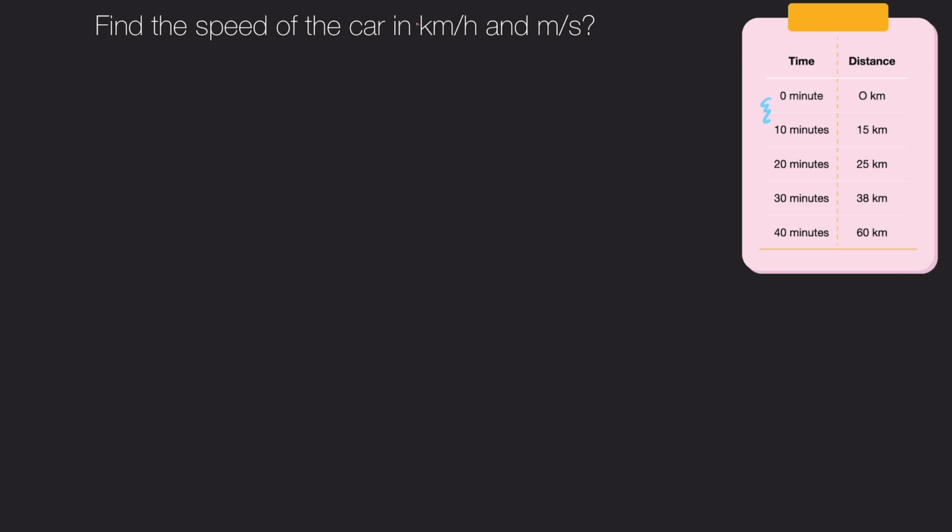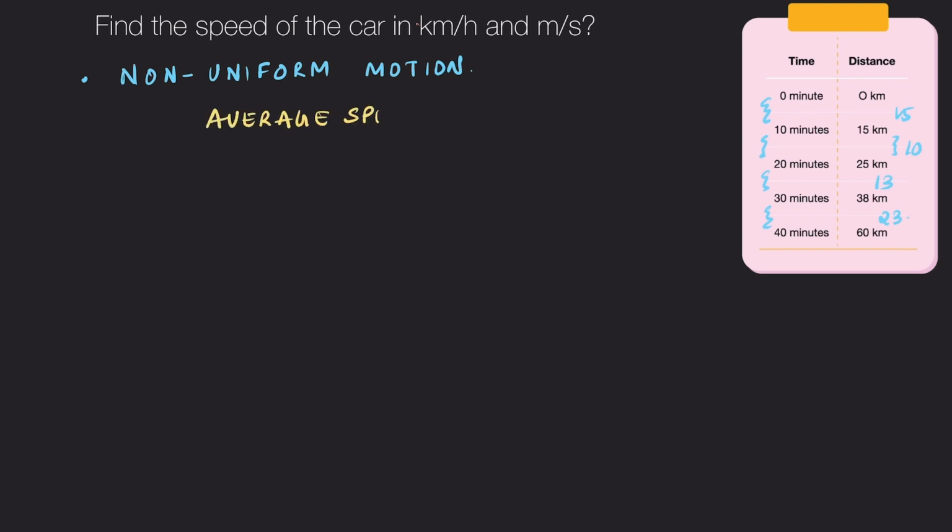From the table, we see in the first 10 minutes, the car travels 15 kilometer. In the next 10 minutes, it travels 10 kilometer, then 13 kilometer, and finally 23 kilometer. So in each equal time interval of 10 minutes, the car is covering unequal distances. Remember, when a vehicle covers unequal distances in equal intervals of time, this is called non-uniform motion. Now, since the speed is changing, we can't just take one value, right? We need to calculate the average speed. So average speed is actually the total distance upon total time.